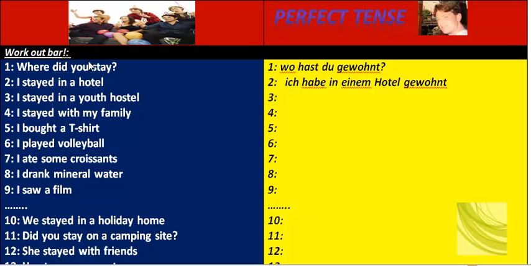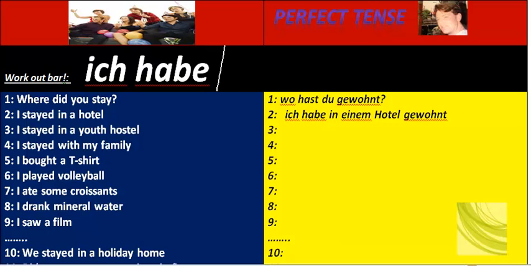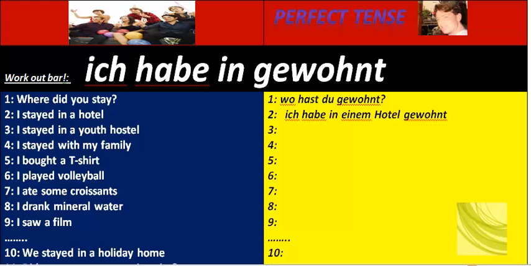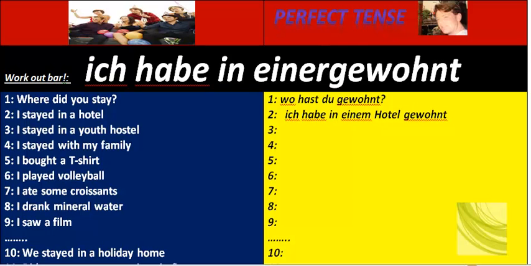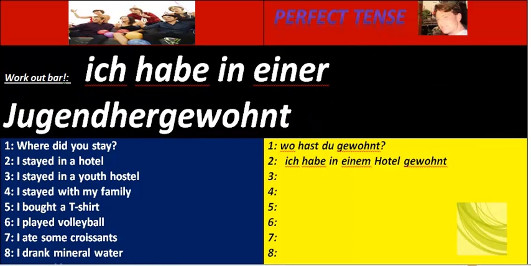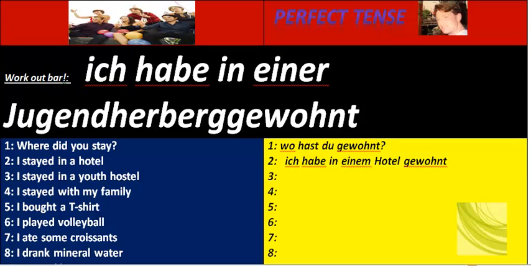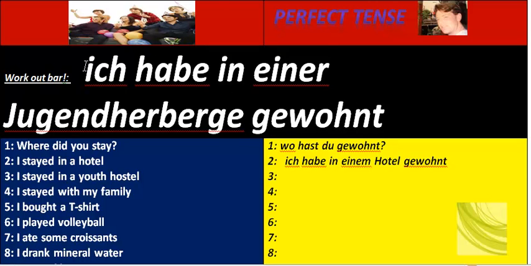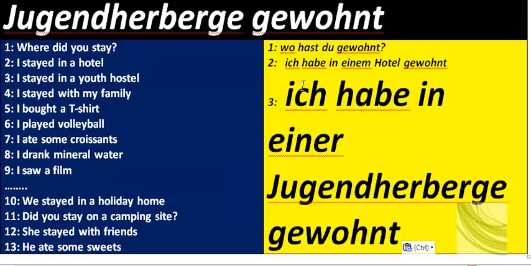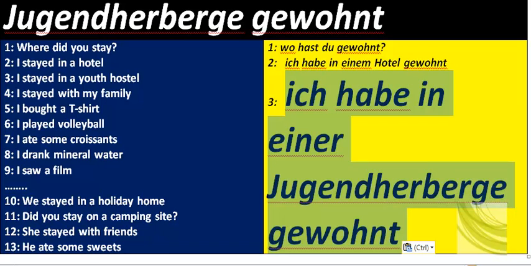Right, the next one. We already have Ich habe and then gewohnt, so we may as well leave that there this time. So in a youth hostel, now youth hostel in German is feminine, so the D word changes to in eine, ER. And then here you've got Jugendherberge, which means youth hostel. So, ich habe in einer Jugendherberge gewohnt. This time just copy it, get it down here, and then change it to, you guessed it, 16.